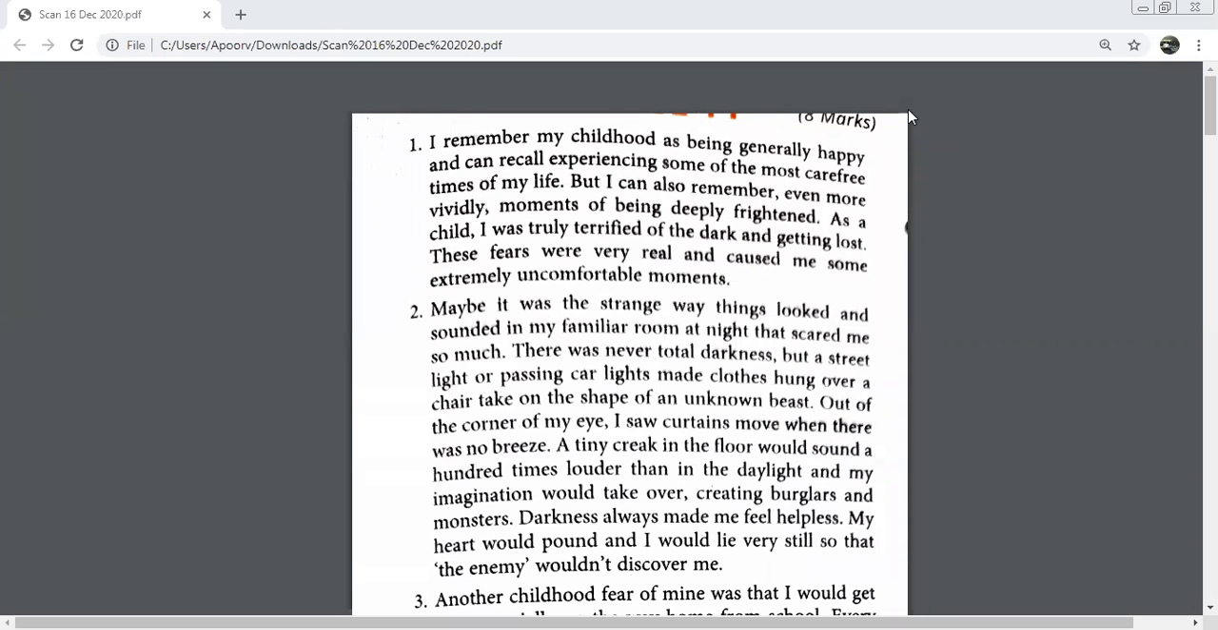Just the first two paragraphs, beta. Just the first and the second paragraph.